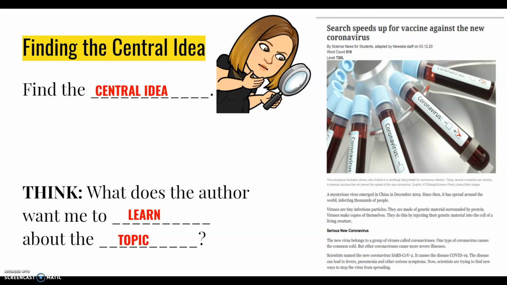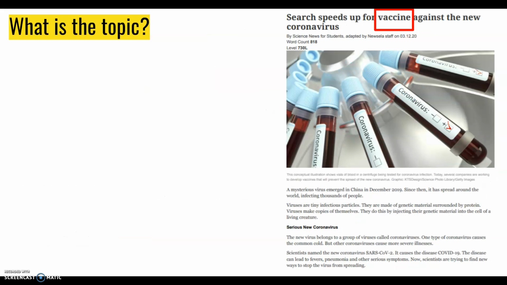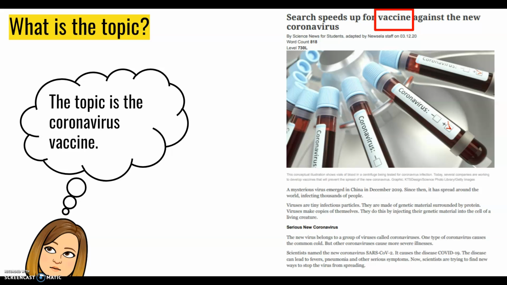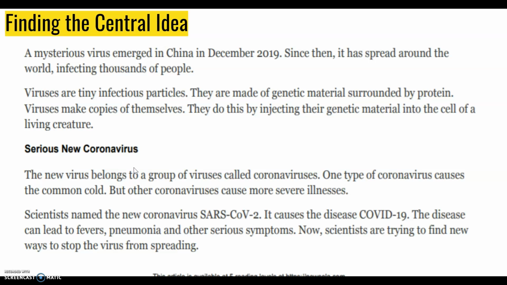in an informational text. In the article that I'm going to be modeling for you, the title is Search Speeds Up for Vaccine Against the New Coronavirus. I previewed this text with you earlier on in the lesson. So I can pull out the topic from the title. And so the topic of this particular article is the coronavirus vaccine. I want you guys to read along with me as I try to figure out the central idea. While I'm reading, I am thinking about what does the author want me to learn about the coronavirus vaccine. Let's go ahead and get started.